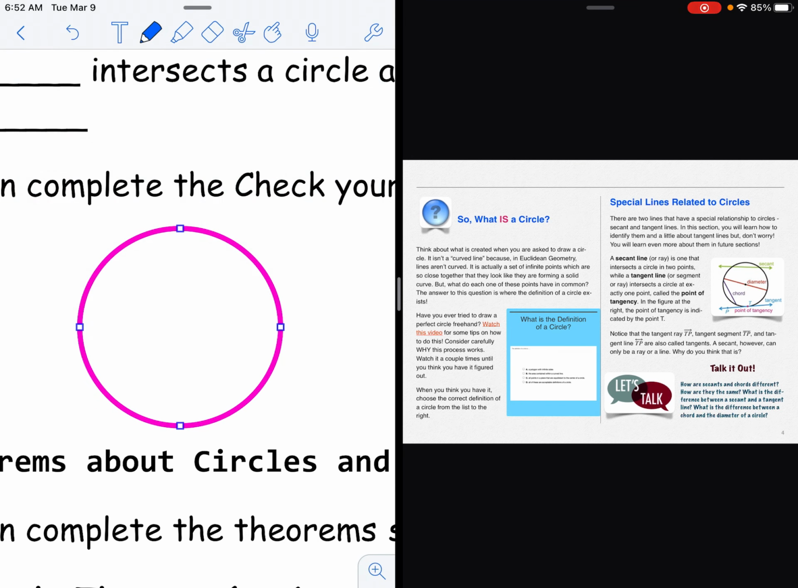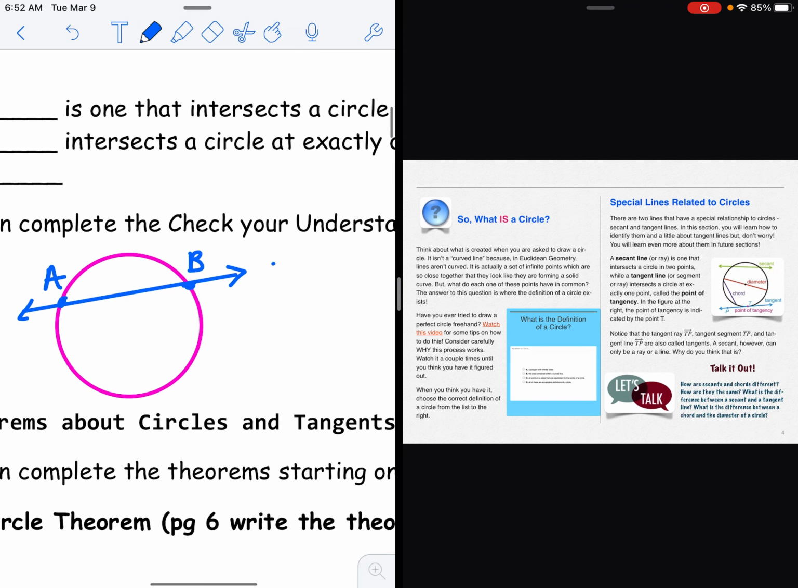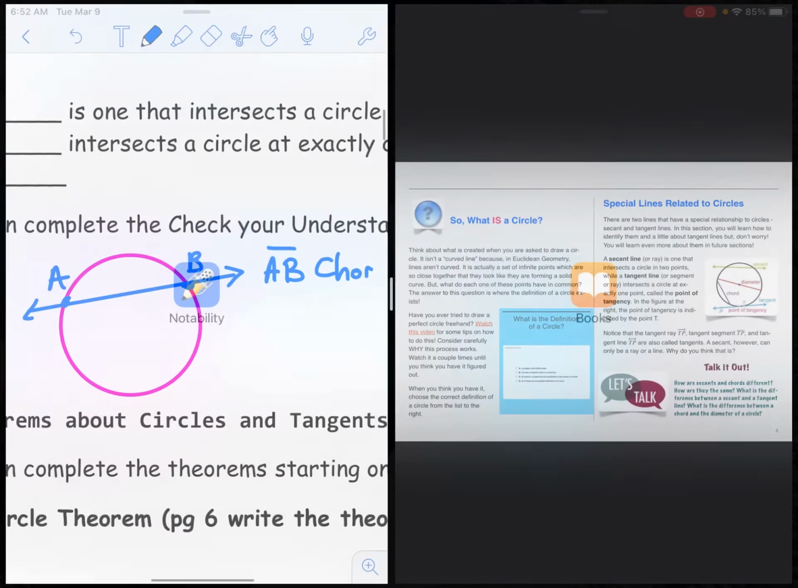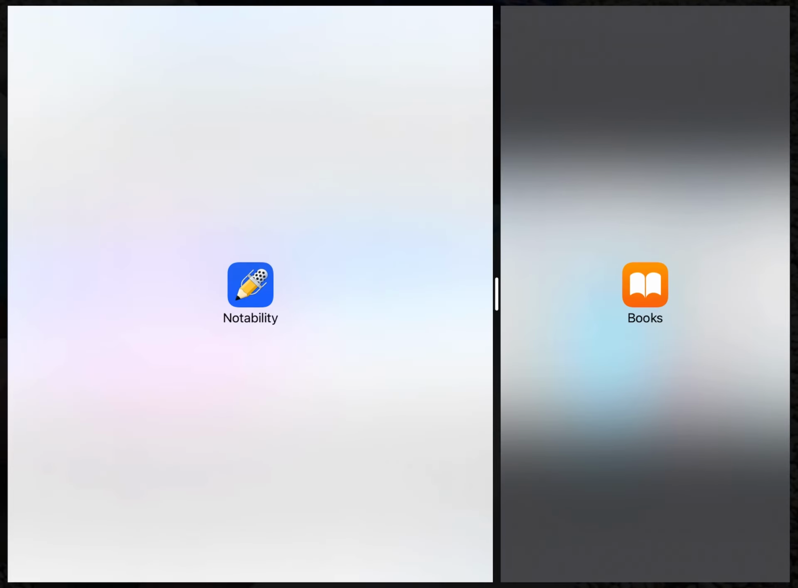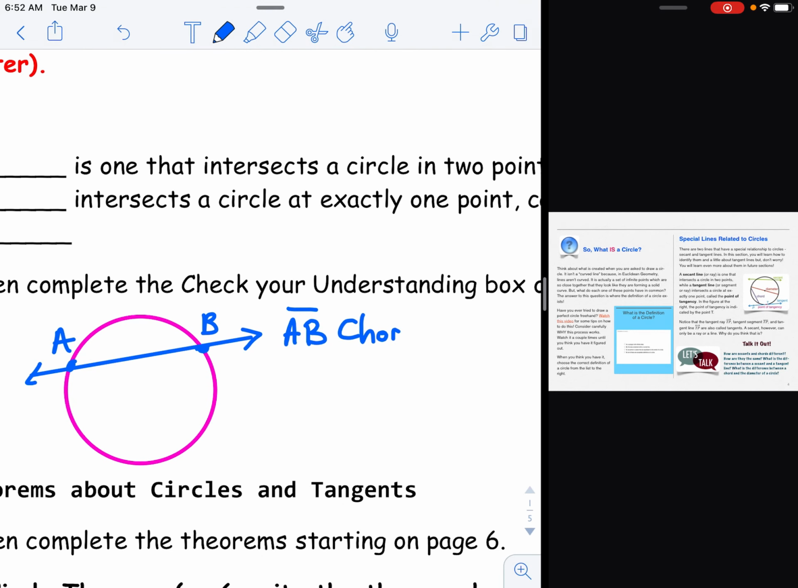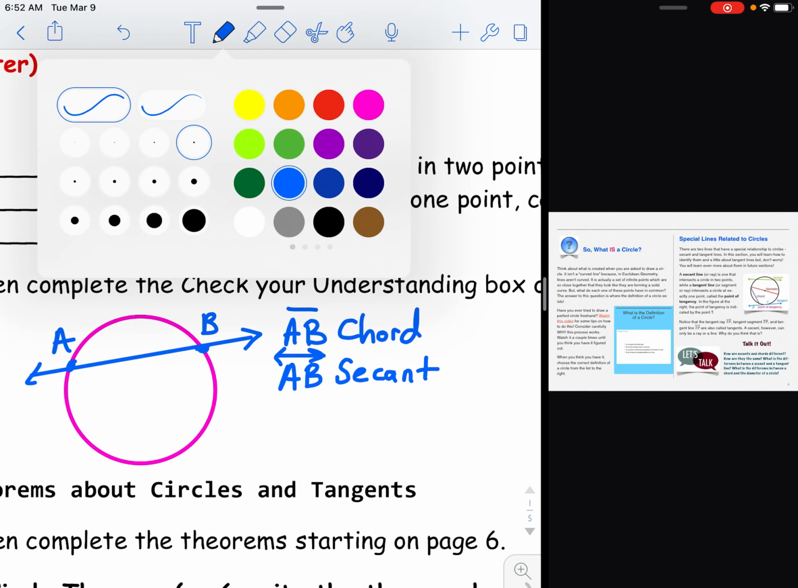Something I want you guys to be aware of, because you might get tricked on this later, is we'll call this AB. Segment AB is a chord. It begins and ends on the circumference of a circle. Line AB is a secant line. It keeps going. So those are two different things.